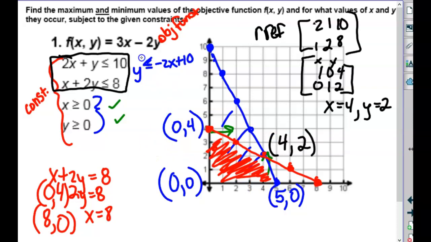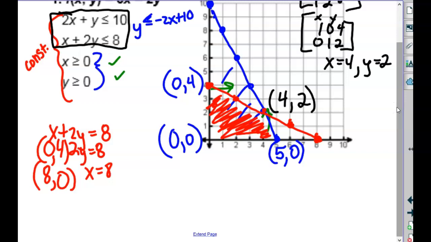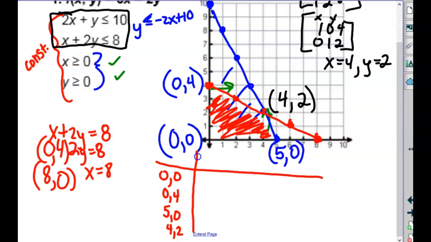Okay, so the last thing we have to do is plug them into the objective function, each of them, and then figure out where the maximum and minimum occur. I usually do a little chart for that, then I don't have to rewrite 1,000 things. So my corner points were 0, 0, 0, 4, 5, 0, and 4, 2. The function I'm putting them into is what, guys? 3x minus 2y.